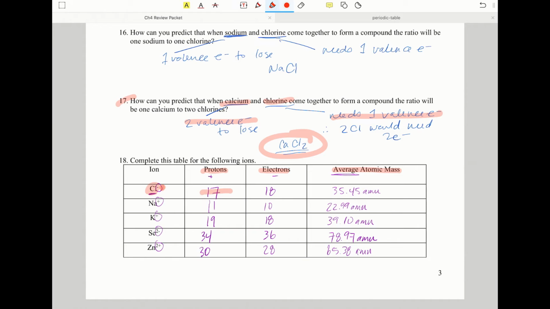And if it's a -1, remember that all charge is the result of the gain or loss of electrons. All charges are the result of a gain or loss of electrons. So in order to become a negative charge, that means we gained an electron, which is why this is 18, and the average atomic mass is copied from the periodic table. Next one, if we have sodium, we would go find sodium on the periodic table, write down its atomic number. We'd see that it has a charge of +1, which means that it must have lost an electron. And then likewise for the rest of those, okay?